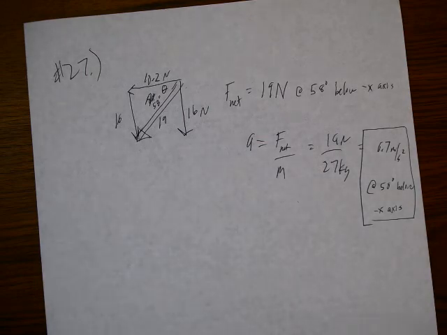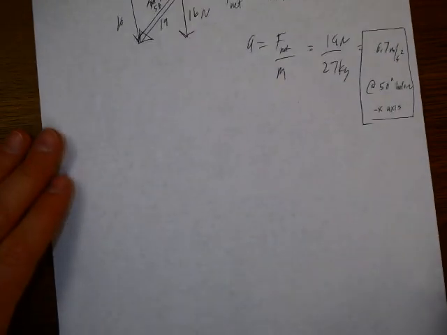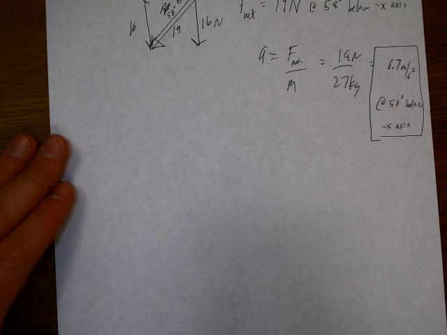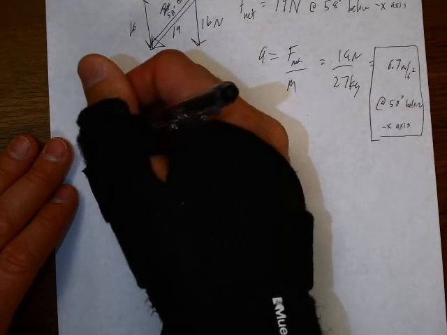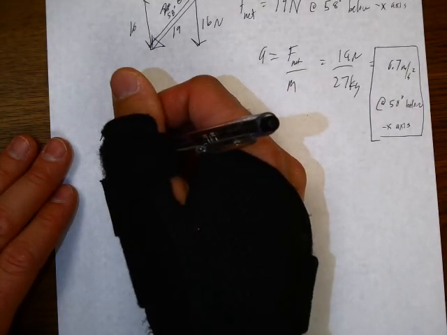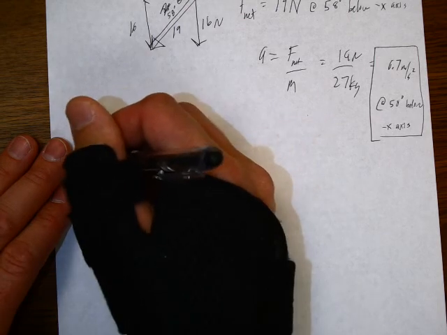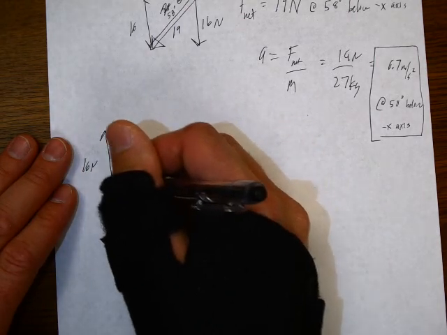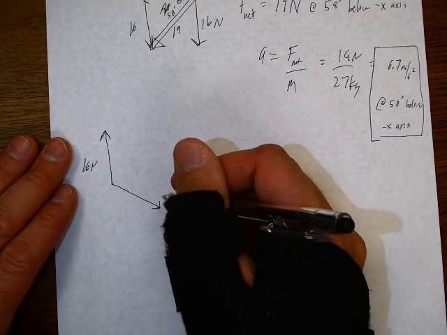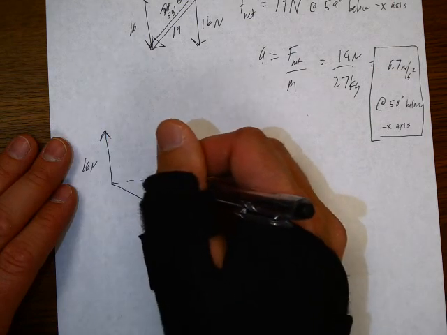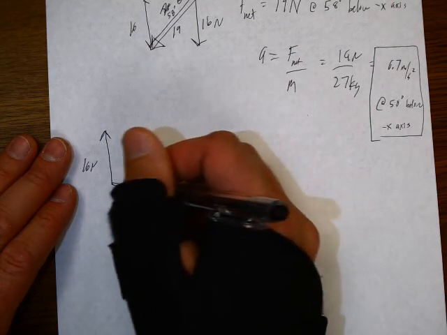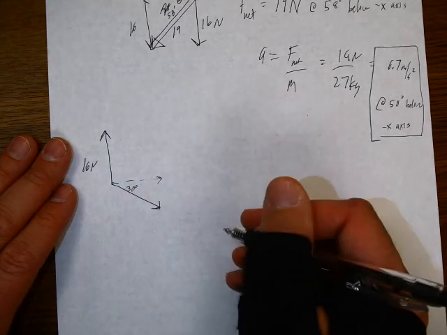Okay, part B, that's the trickier one. That's probably the one you really had the question about anyway. Let's see, F2 is 16, right? And F1 looks something like this. That is 120 degrees, which tells me that this must be 30. Am I doing that right?